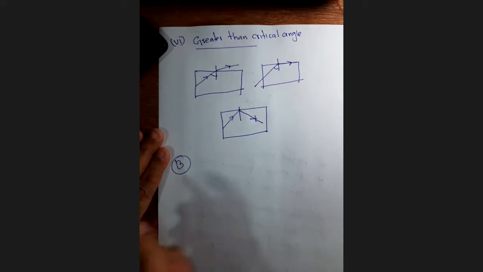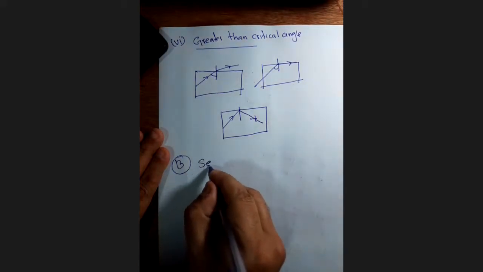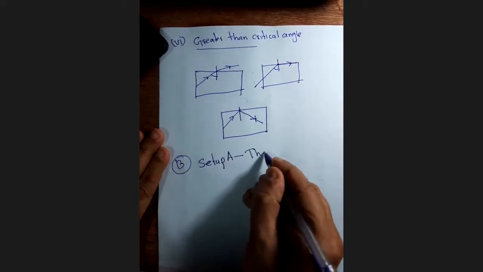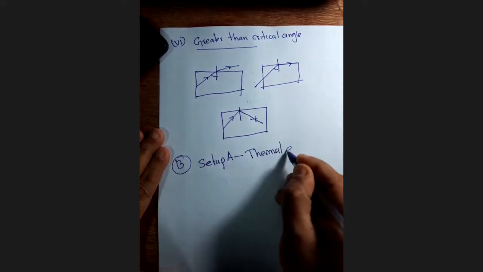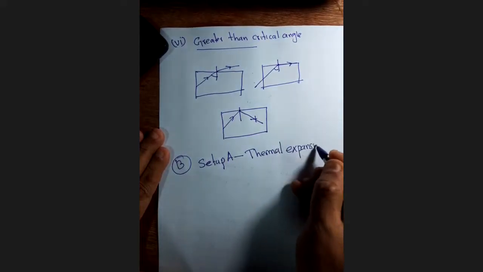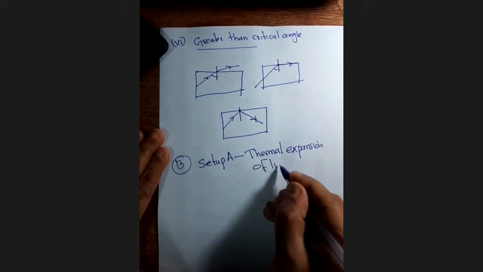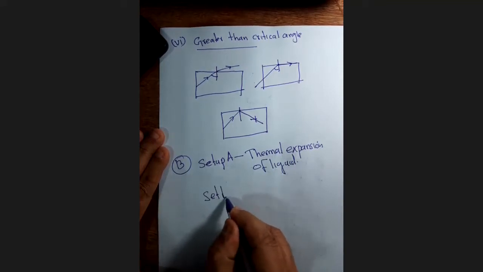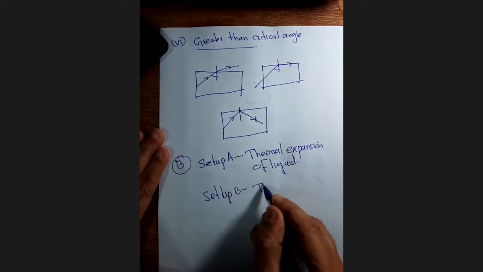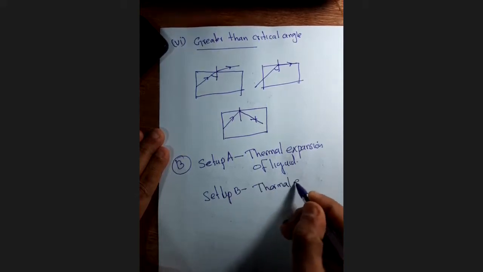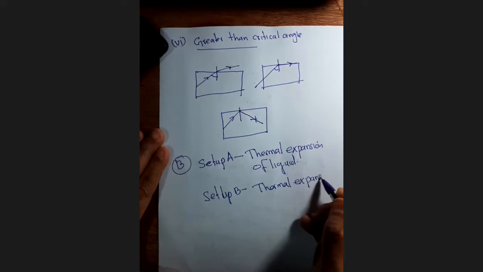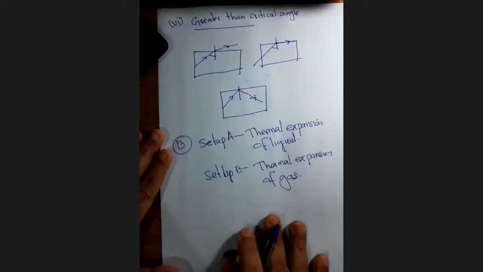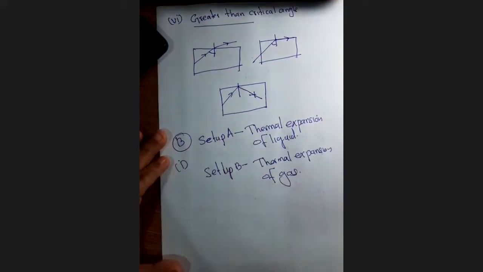Setup A is related to thermal expansion of liquids, and you had better write that word, thermal. Setup B is related to thermal expansion of gases. So this is the first question's answer, Roman number 1.